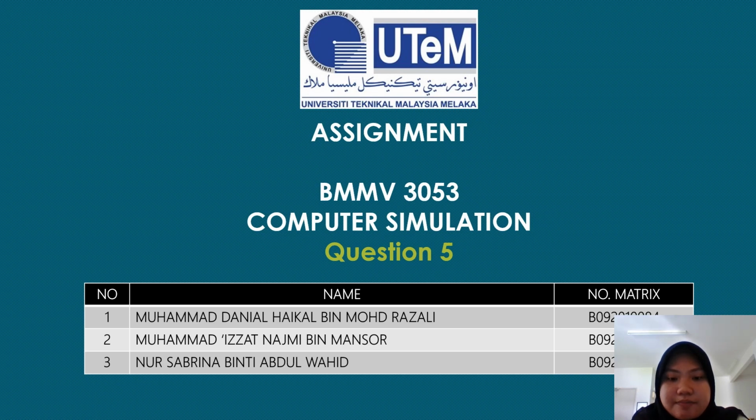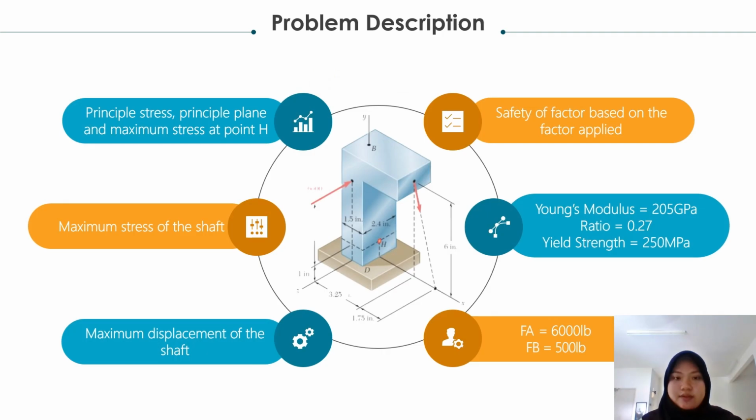My matrix number is P0920103667 and my team member is Muhammad Daniel Haikal bin Muhammad Razali and his matrix number was P0920108084 and Muhammad Izzat Najmi bin Mansur and his matrix number was P0920106065 and we will present the assignment of computer simulation, which is the question 5.